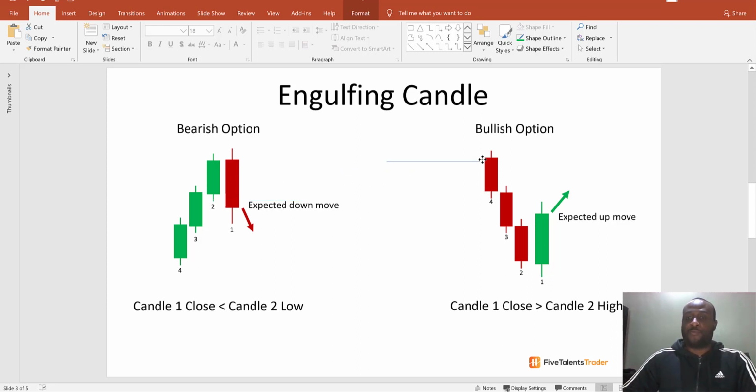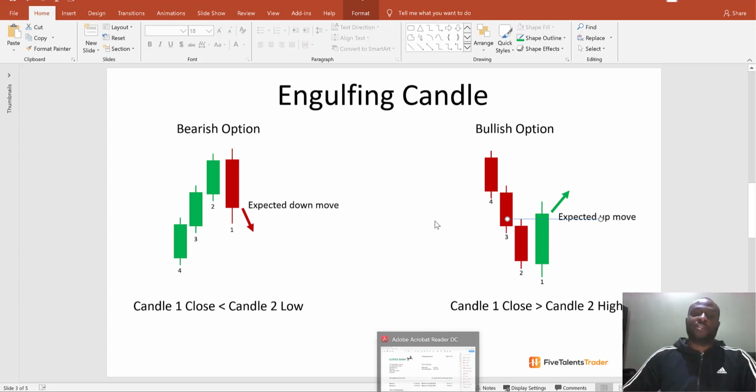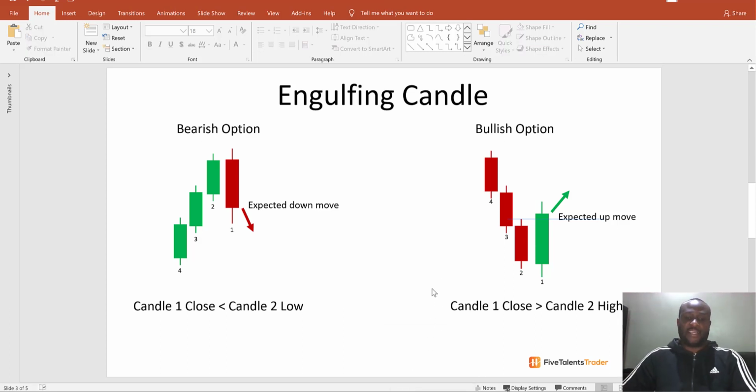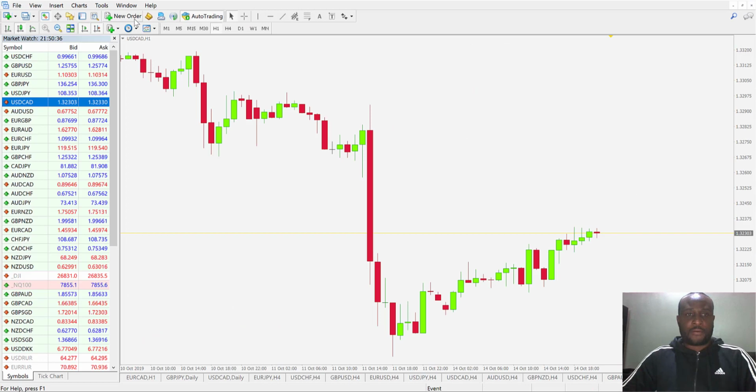And it is the opposite for the bullish. So the close of this bullish bar must be higher than the high of this candle number 2, as it were. So maybe we want to go to the chart and see some examples of these before we then come to Bollinger Bands.